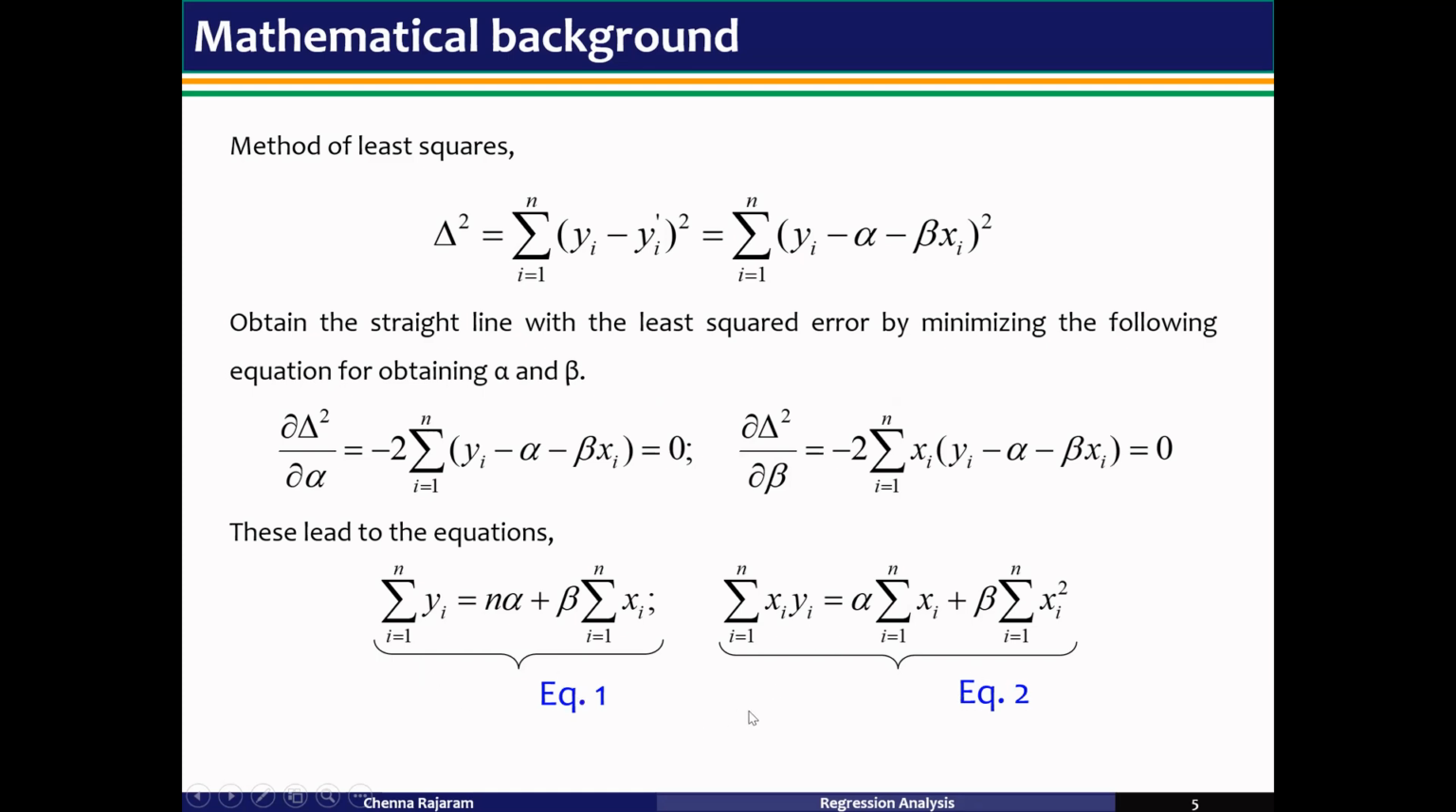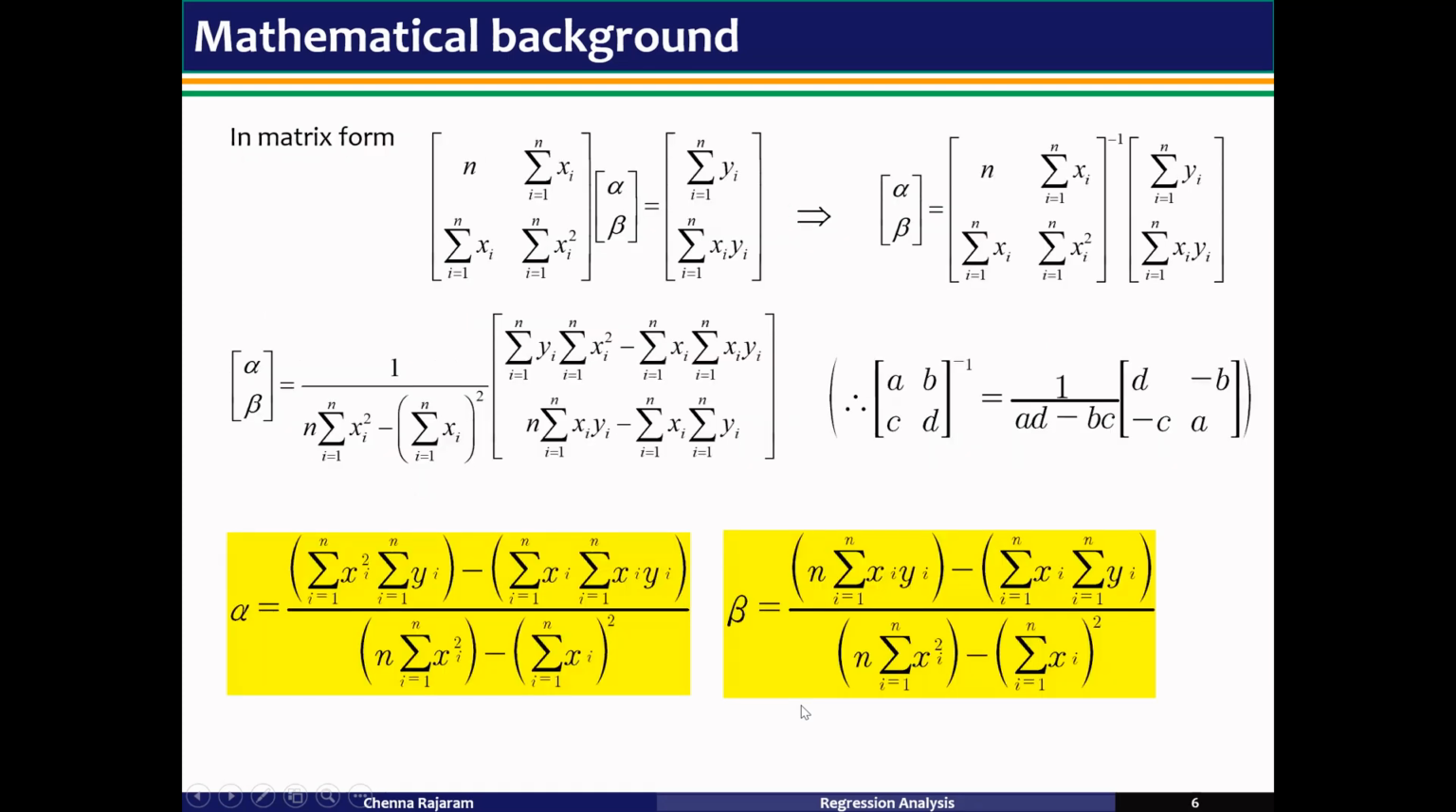Now we have two equations. These two equations are represented in the matrix form in this manner. Now in this matrix form, the unknowns are alpha and beta. So alpha and beta is equal to the matrix inverse times the vector. After solving the inverse of this matrix, we obtain alpha and beta, and the alpha and beta equations are represented here. So this is alpha and this is beta.